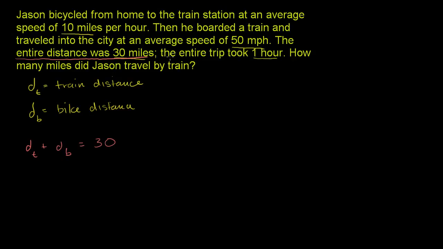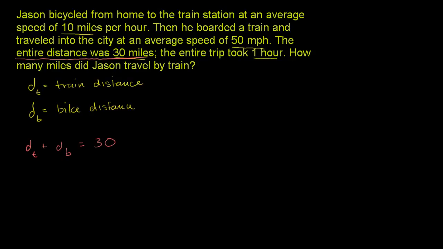Now, the next one, they tell us that the entire trip took 1 hour. So the time by train plus the time by bike took 1 hour. And you might be saying, hey, gee, that's going to introduce two new variables. But let's think a little bit about whether we can express the time by train and the time by bike in terms of these two variables.